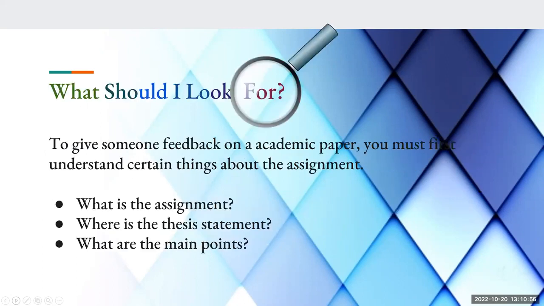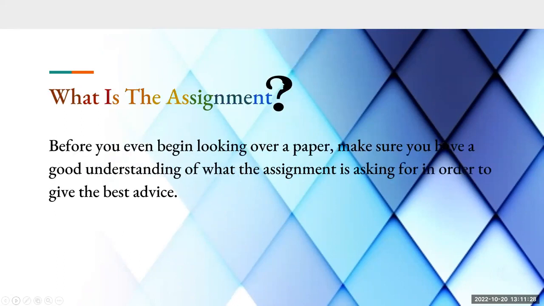So, when you're doing a peer review, what should you look for? You're going to give feedback on an academic paper. You must first understand certain things about the assignment. Usually, this is going to be in your assignment rubric, or if you're in class, your professor might give you a copy of the assignment rubric or have specific things that they want you to look at. But in general, you're going to look at what is the assignment, where is the thesis statement, and how well it's developed, and what are the main points.